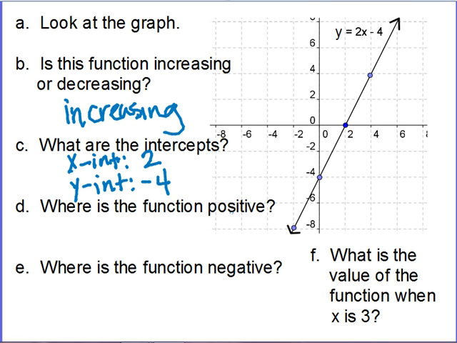Where is this function positive? Remember, positive means above the x-axis. Moving along my x-axis track, it starts being above the x-axis at 2 and is above all the way from there on. So from 2 to infinity, we're positive. Out here at negative infinity, all the way until I get to 2, my function is below the x-axis, or negative. So from negative infinity to 2, we're negative.